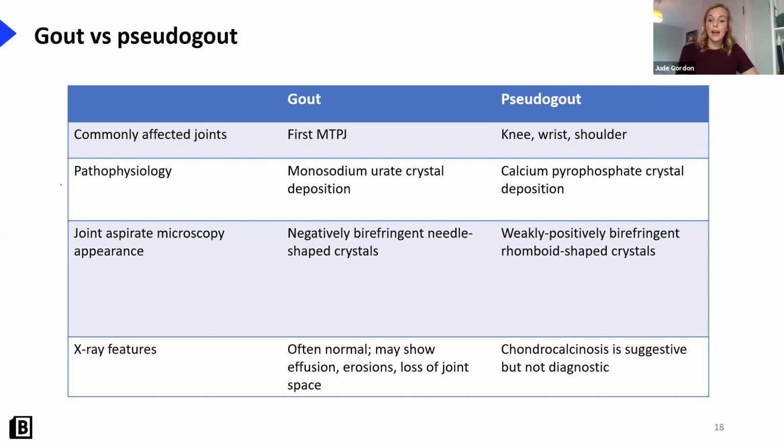The other thing that can be different is X-ray features. You don't have to X-ray either of these conditions routinely, but if you were to, they would often be normal, but gout may show evidence of effusions or erosions, sometimes loss of joint space, although that tends to be quite a late sign. Pseudo gout, again, may be totally normal, or could show chondrocalcinosis, which is these calcium deposits, and although that's suggestive of pseudo gout, it's not diagnostic.